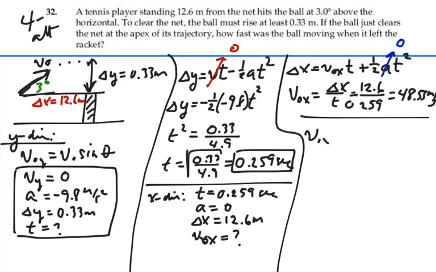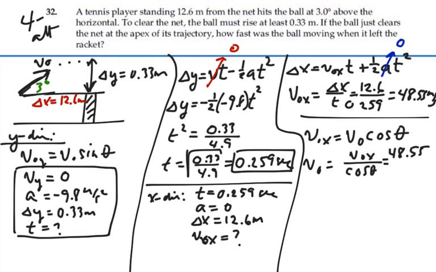That initial x velocity should be equal to the initial velocity that we shot with times the cosine of our launch angle. So our initial velocity that we shot with is going to be equal to our initial x velocity divided by the cosine of theta. So that will be 48.55 divided by the cosine of 3 degrees. And that's equal to 48.62 meters per second. So that indeed is the velocity off our racket, 48.62 meters per second.